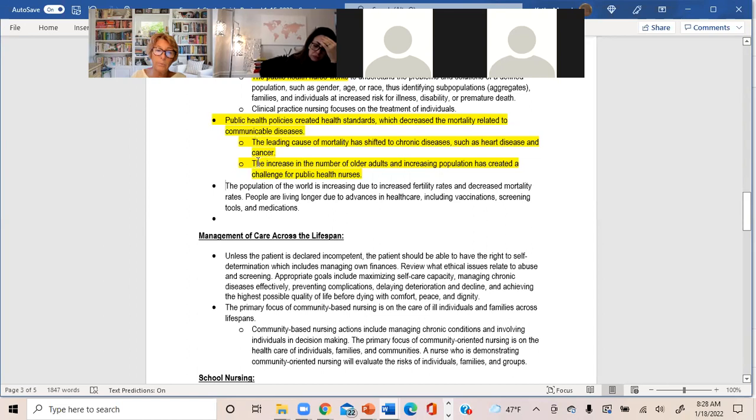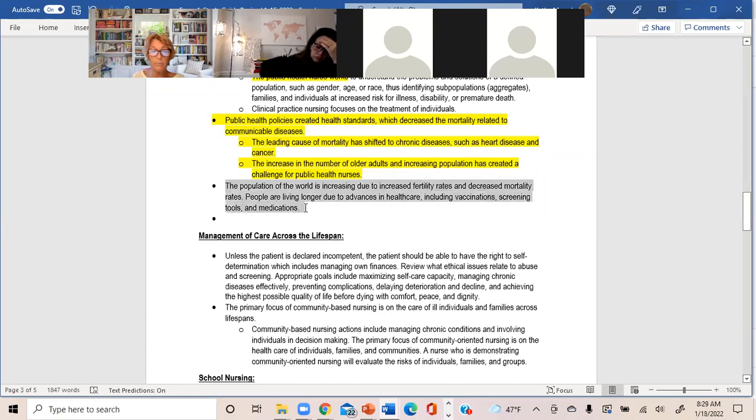And here's another pretty big statement. The increase in the number of older adults and increasing population has created a challenge for public health nurses. So what about a question? What are the 2 factors that create the biggest challenge for public health? What are they? Right here. Increase in the number of older adults and just increasing in population in general.